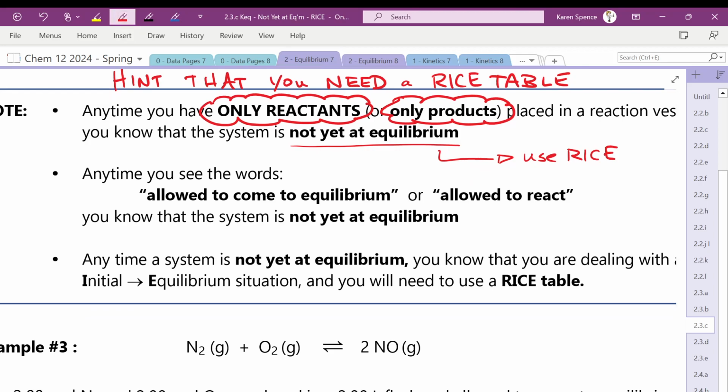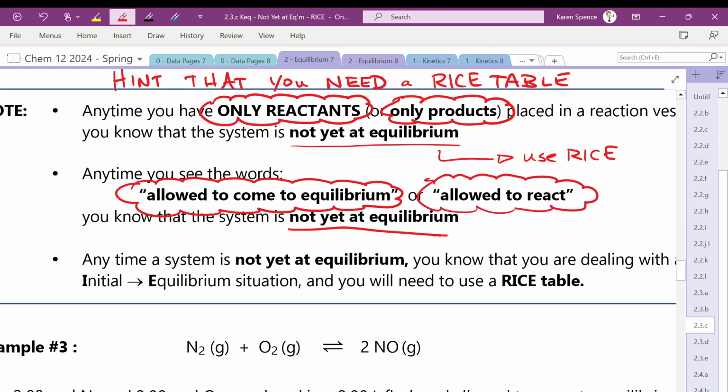If you see the words "allowed to come to equilibrium," were you at equilibrium? If you are allowed to come to equilibrium, you are not yet at equilibrium, yes? If you have things that are allowed to react, you're still not at equilibrium yet. So you would need to use a rice table. Anytime you are not yet at equilibrium, you need to use a rice table.